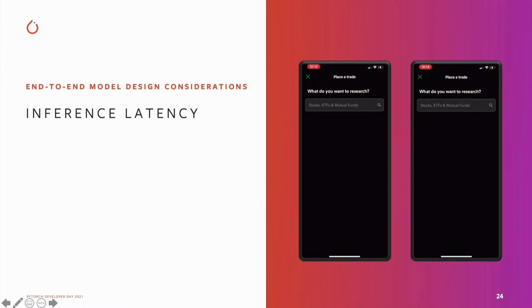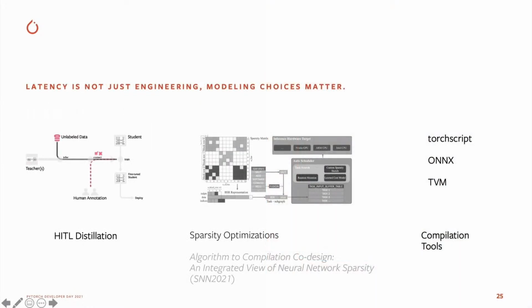And that just means it doesn't matter how accurate your model is, it's just not going to be successful. And we've already talked about one example of how you can design your model, human-in-the-loop distillation, where you can think about that from the way you design your model training to have low latency in mind. Another direction that we've explored is with sparsity optimizations.